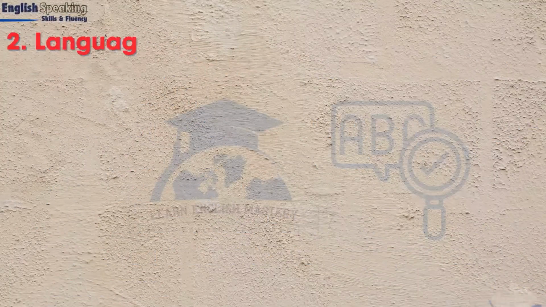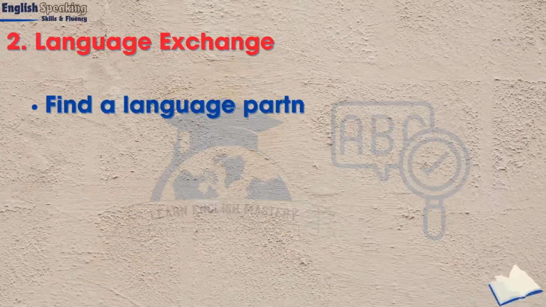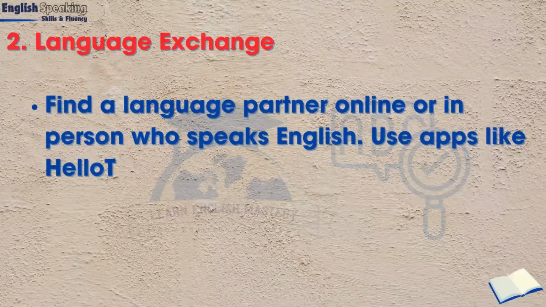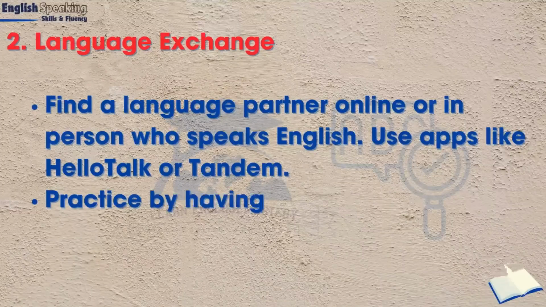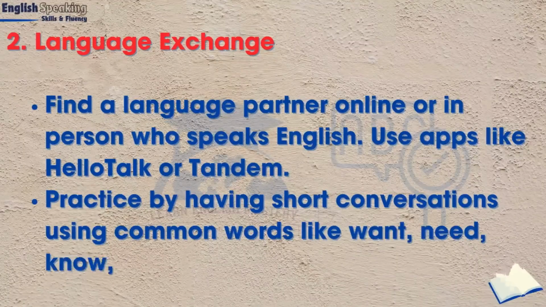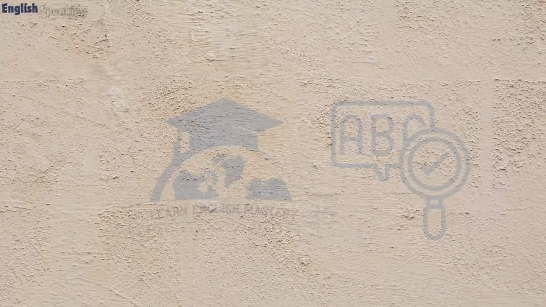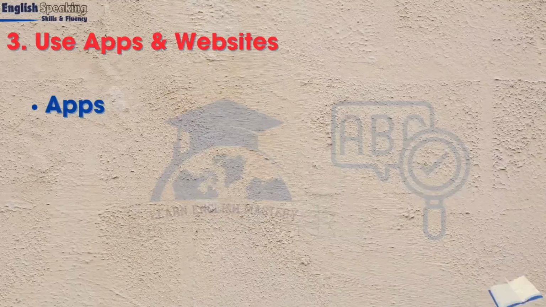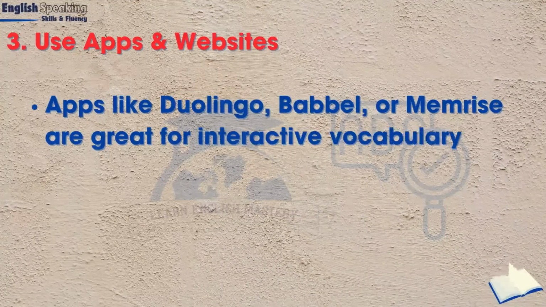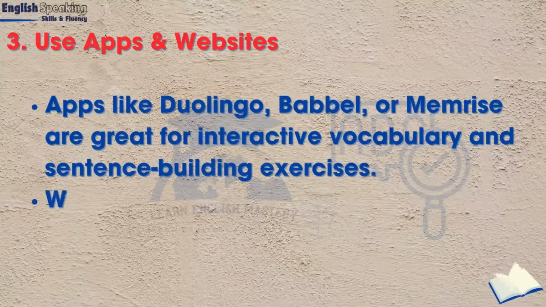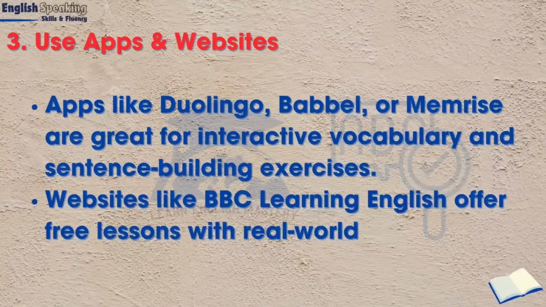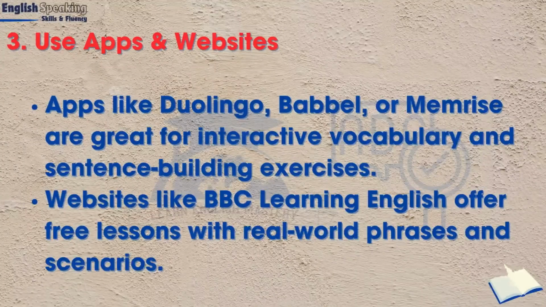2. Language exchange. Find a language partner online or in person who speaks English. Use apps like HelloTalk or Tandem. Practice by having short conversations using common words like want, need, know, etc. 3. Use apps and websites. Apps like Duolingo, Babbel, or Memrise are great for interactive vocabulary and sentence-building exercises. Websites like BBC Learning English offer free lessons with real-world phrases and scenarios.